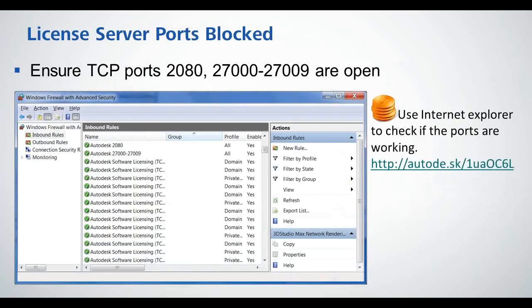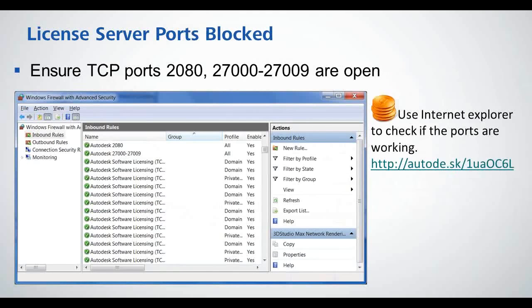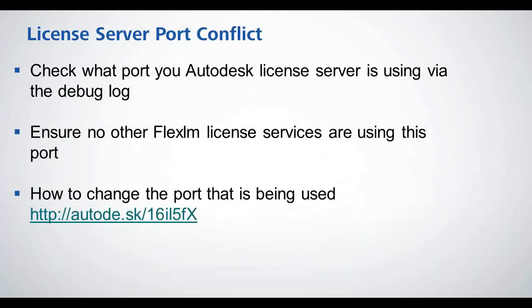So what else can happen if the ports are open? There might be a conflict. So if you're running other license services, they might also be trying to run on port 27,000. So you want to first double check which port your Autodesk license server is using. You can do that with a debug log. As I showed you a moment ago, you can do it with the server status. Most likely the default port it's going to go to is 27,000.